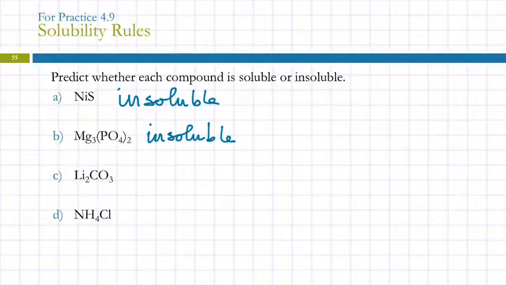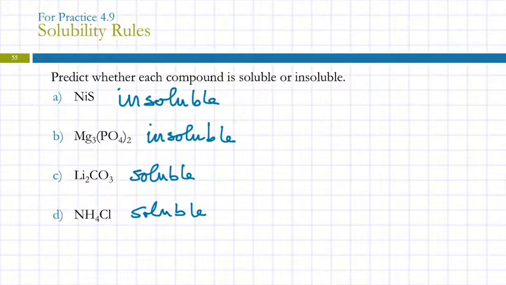How about lithium carbonate? Soluble. Because in that first row, lithium, sodium, potassium, ammonium, always soluble. So this one's soluble, and we don't even have to go any further. Ammonium chloride, soluble. Again, ammonium's in the first row, so this one's soluble.